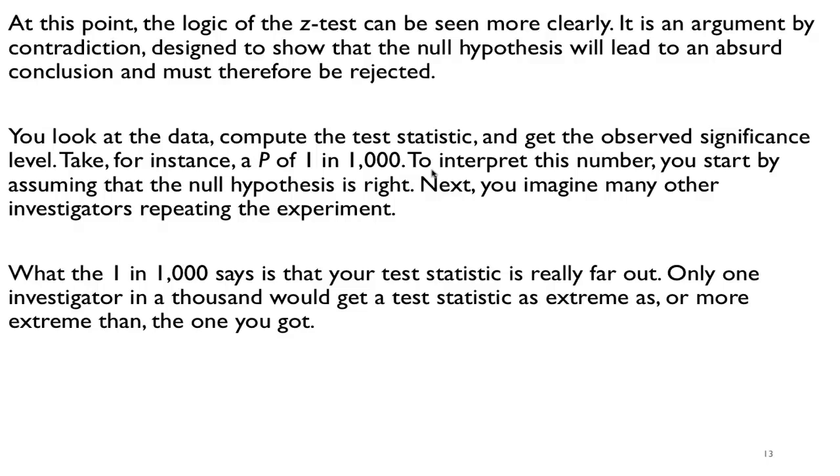So again, we assume that the average was 50. We got something that was 1 in 1,000. So that says that if the null hypothesis is right, to get something like this is only 1 in 1,000. So this is very unlikely, and so we reject the null hypothesis.